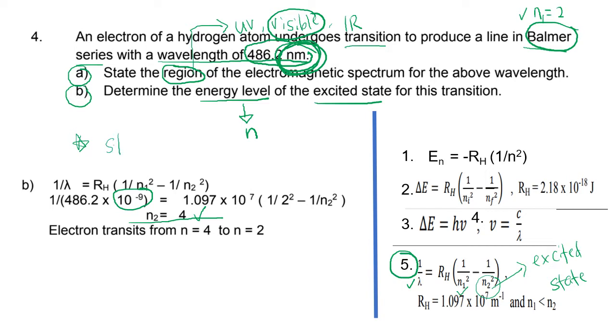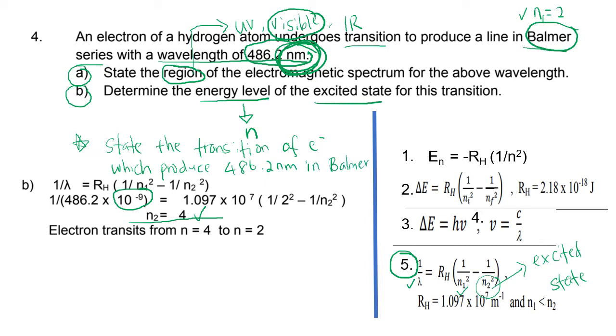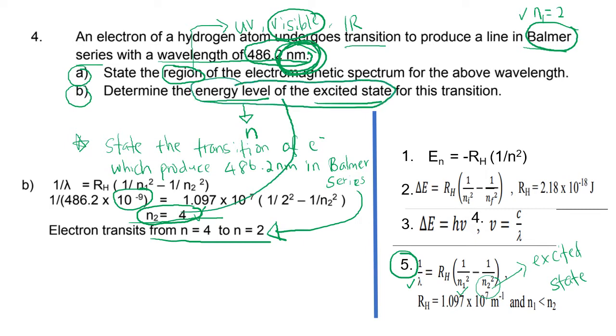They ask you to state the transition of electron which produces 486.2 nanometer in Balmer series. If this is the question asked, then you have to mention the electron transits from n equal to 4 to n equal to 2. Okay, this is the answer for this question, while n equal to 4 is the answer for energy level of the excited state.